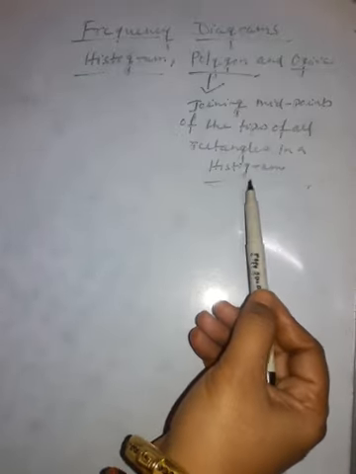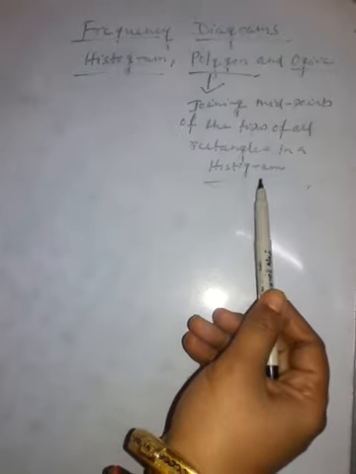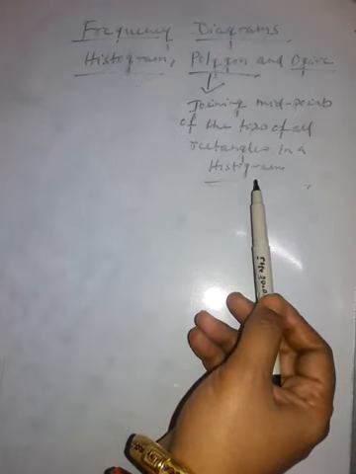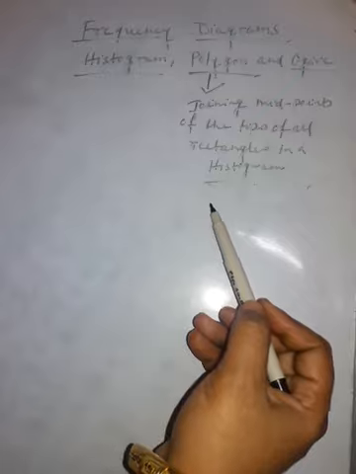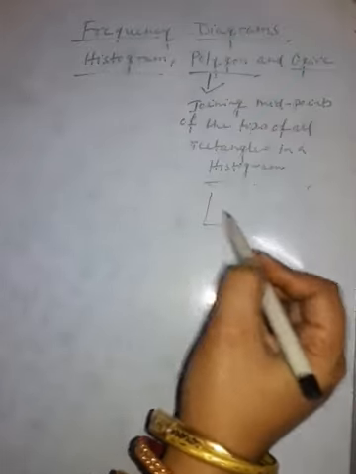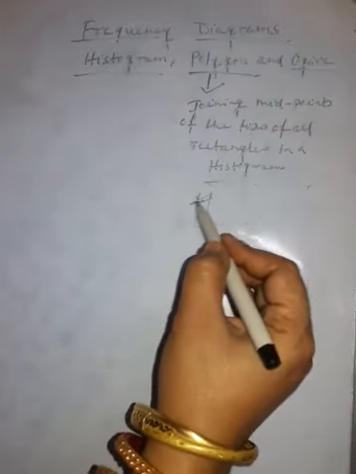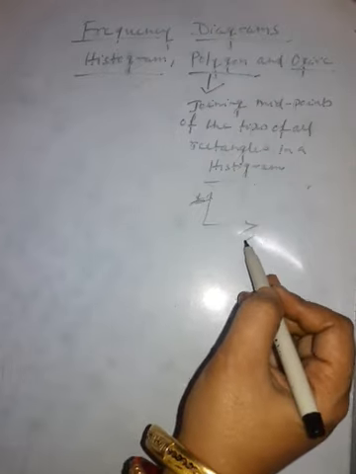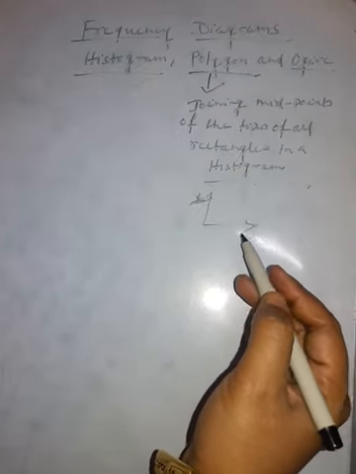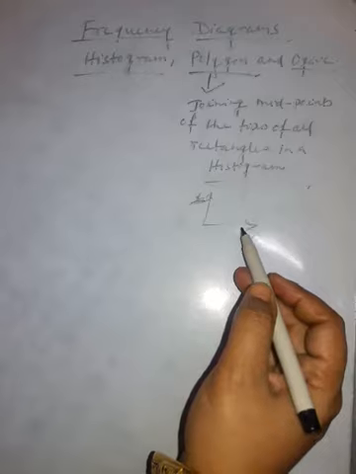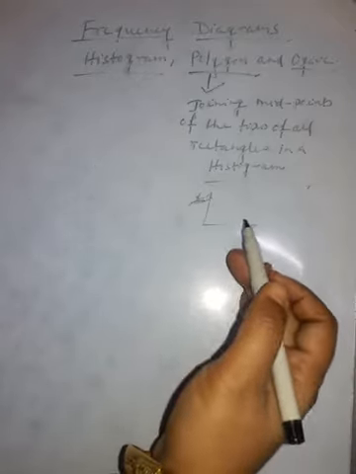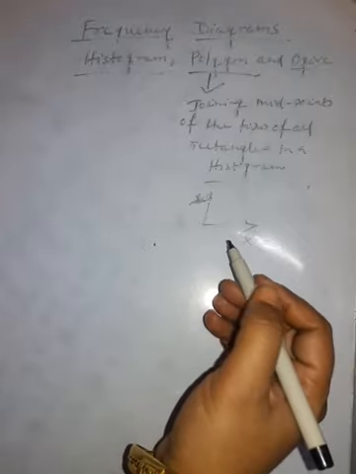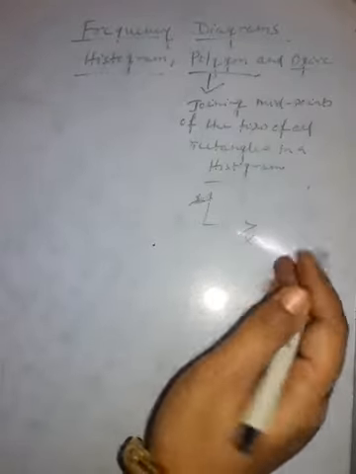Without a histogram, the mid values of the classes of the frequency distribution are marked on the x-axis of the graph and the corresponding frequency on the y-axis. All points indicating the frequency of different classes are joined to make a graph called a frequency polygon.